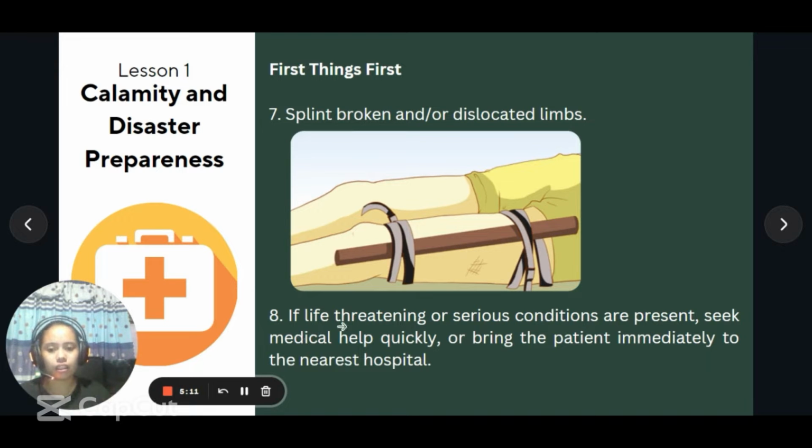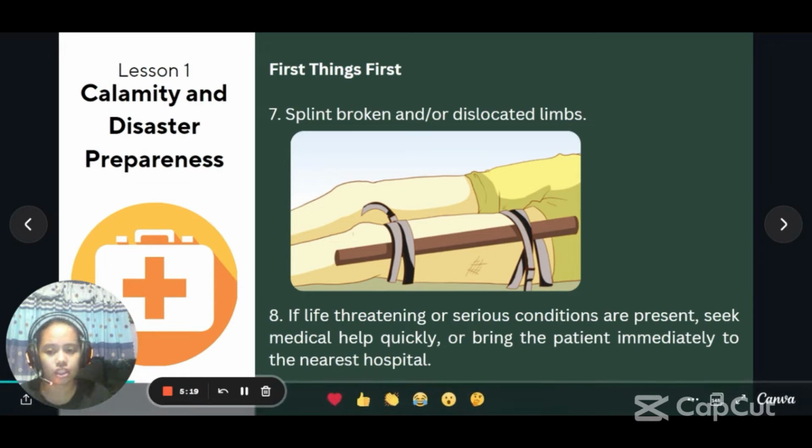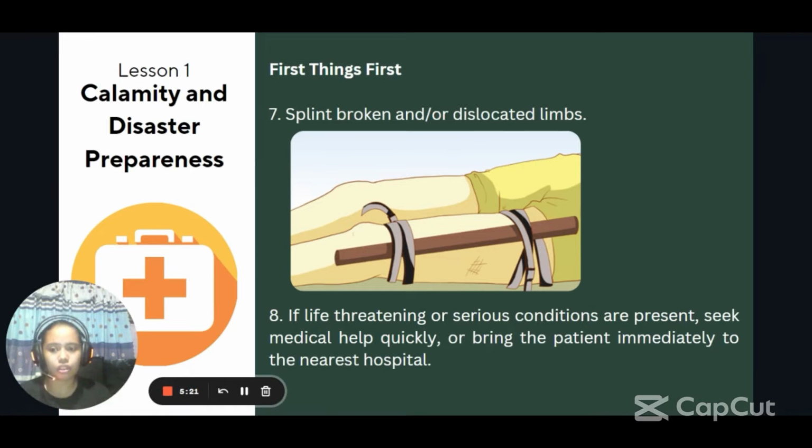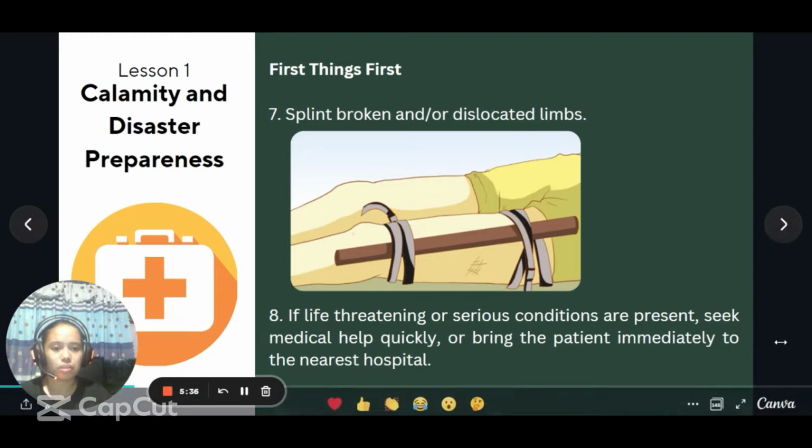Number 8, if life-threatening or serious conditions are present, seek medical help quickly or bring the patient immediately to the nearest hospital. Well, if unsafe na jud si patient or si victim, mangita na lang jud og medical help or kung wala, i-adto na lang jud siya sa pinakaduol na hospital.